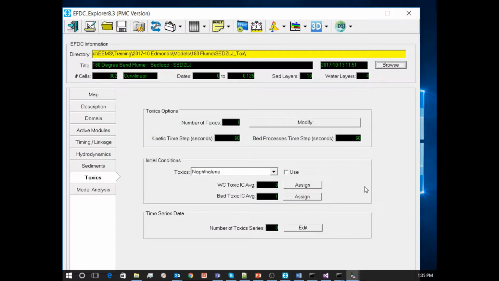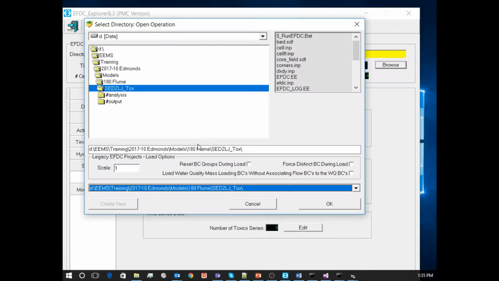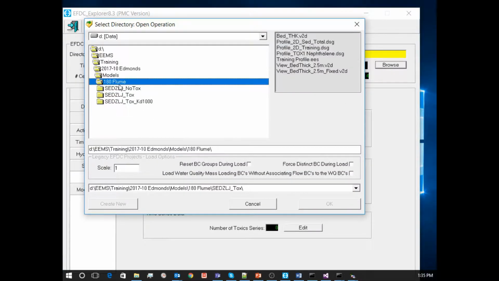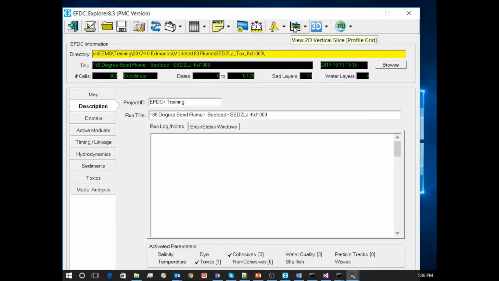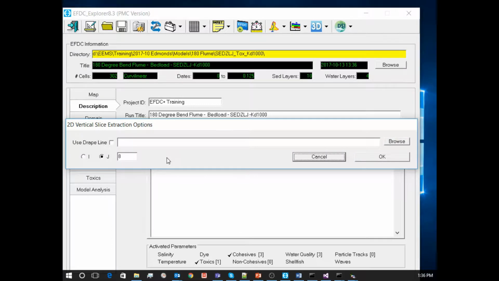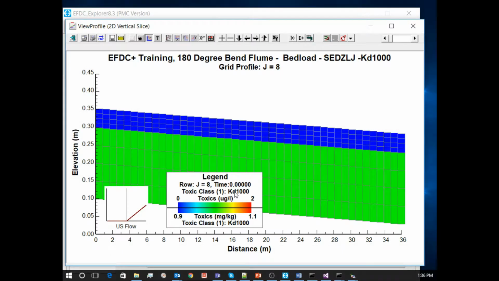So let's look at the KD equal to 1,000 test case. Same process. Look at the slice. Should look absolutely identical at the initial conditions. But now we will turn on the animation and kind of see how this model behaves.